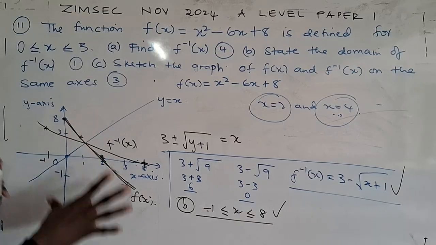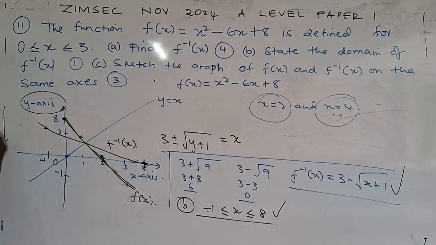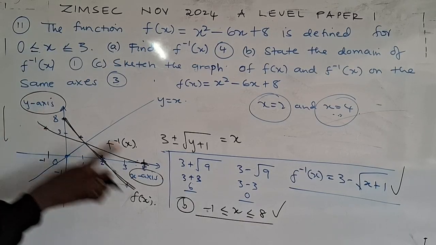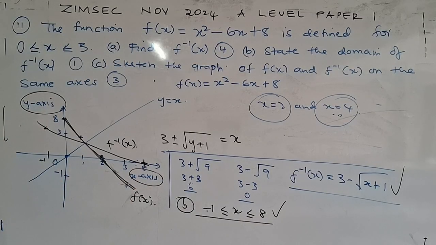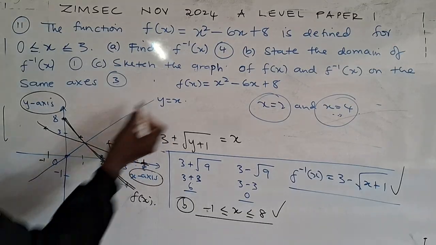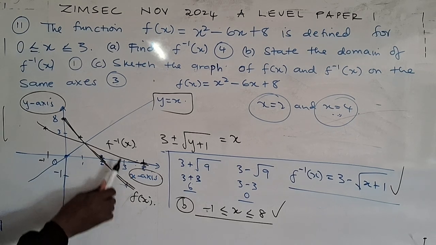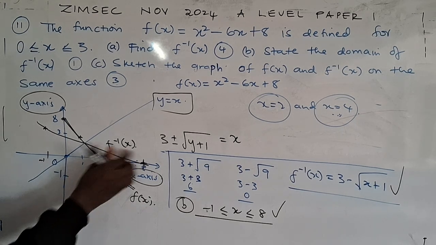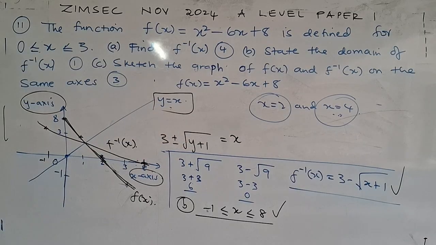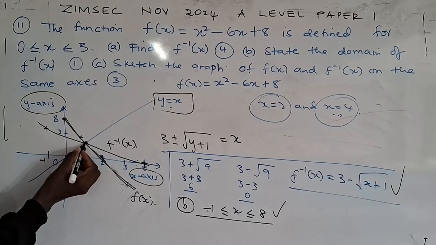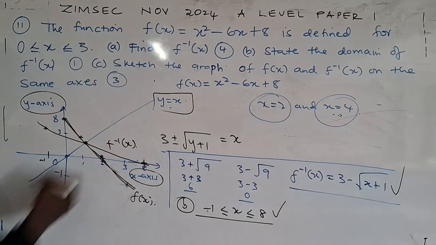What is important? Please draw a big diagram. Label the y-axis and x-axis and place a 0. You are also supposed to draw the line y is equal to x, because to get the graph of the inverse from f of x, you reflect it in this line. These two lines should meet on the mirror line. This is the mirror line.